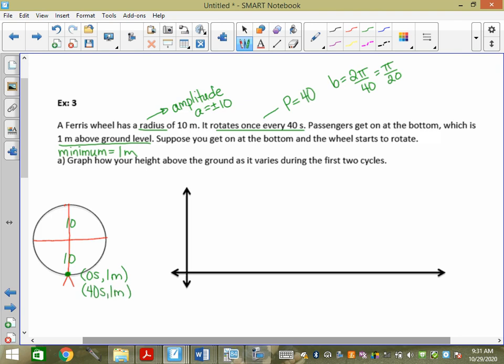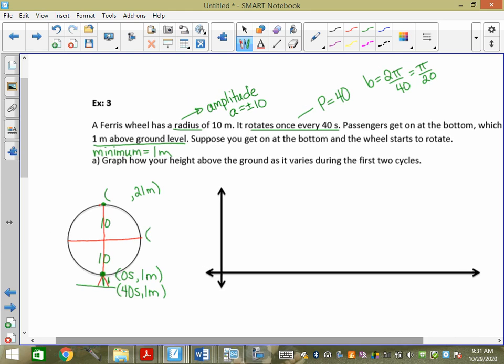We agree? What's my maximum at? So I'll go in here and I'll put a 1 as well so people remember there's a 1 down there. So my maximum is actually at what? 21. Something in 21. What's my midline at? 11. So people will tell me 20 and 10 here, but remember we have 1 to get off the ground.